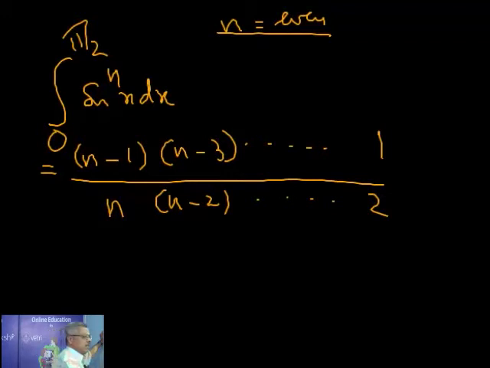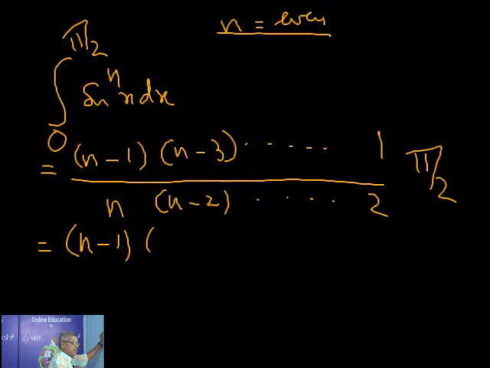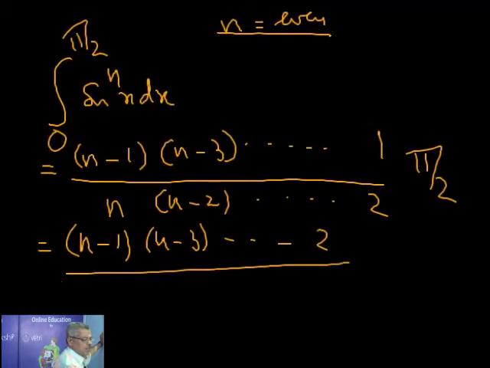If n is even, we write pi by 2. If n is odd, no pi by 2. So the reduction formula is n minus 1, n minus 3, etc. You will be reaching 2 here first. Here n minus 2, etc. You will be reaching 3 here, no pi by 2 if n is odd. So therefore, this is the reduction formula for sin x power n, when n is even and when n is odd. Now I will give an example for this.